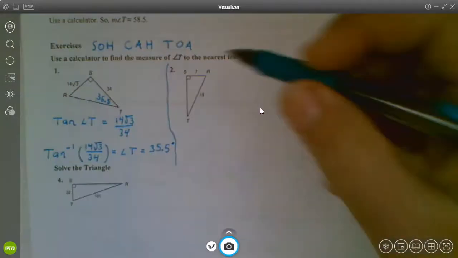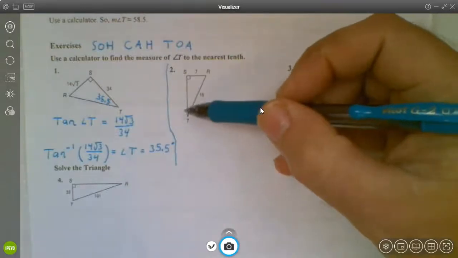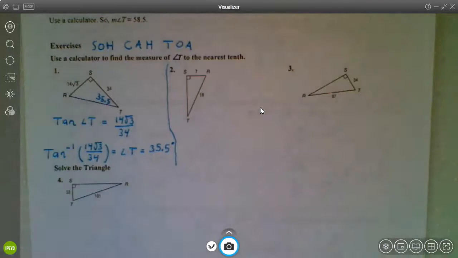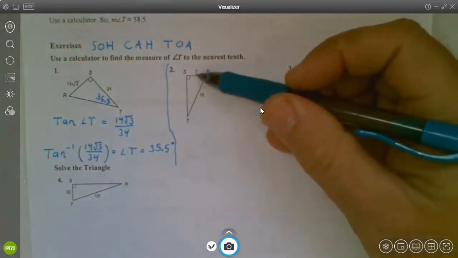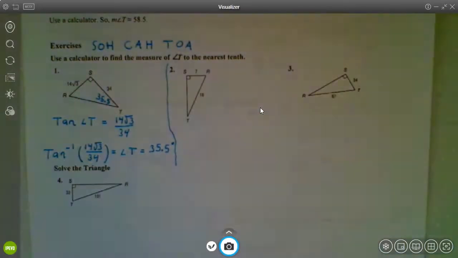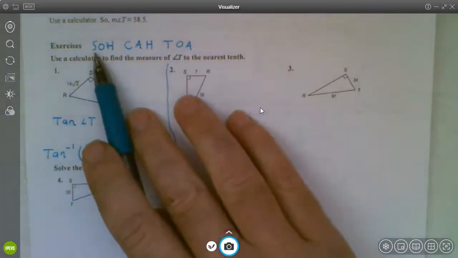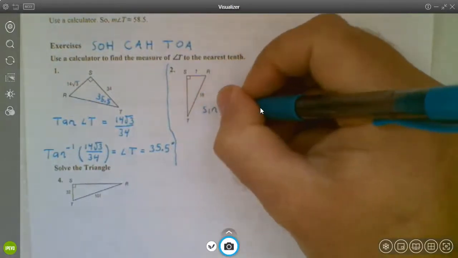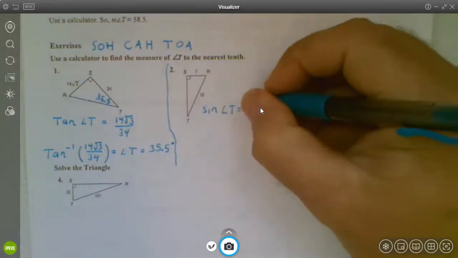Okay, so again, I'm looking for angle T on this one. So everything we're going to do is from this angle. See if you can figure out which trig function we should be looking at here. So from this angle, I am looking at the opposite leg and the hypotenuse. So 7 and 18. Which one deals with opposite and hypotenuse? So we know that's our sine function. So we're going to say the sine of angle T equals opposite over hypotenuse.